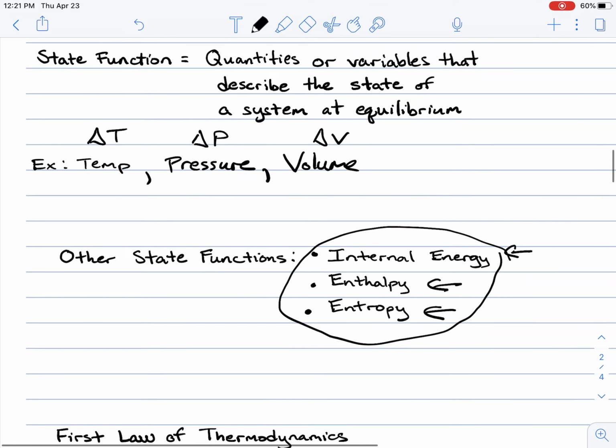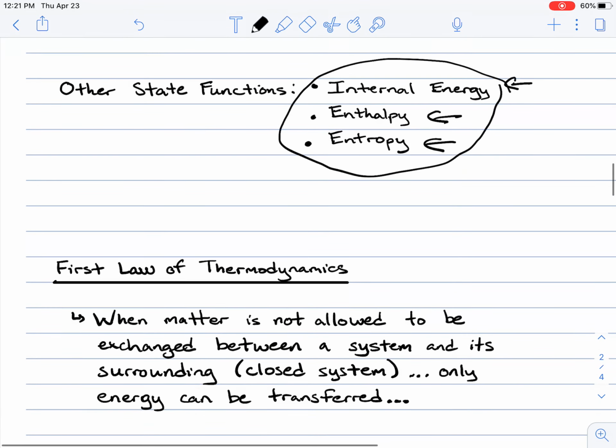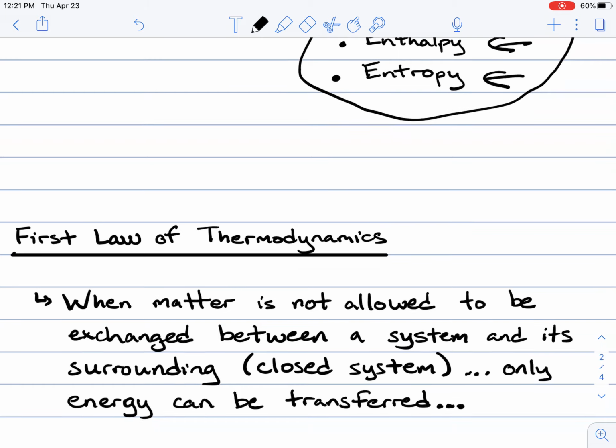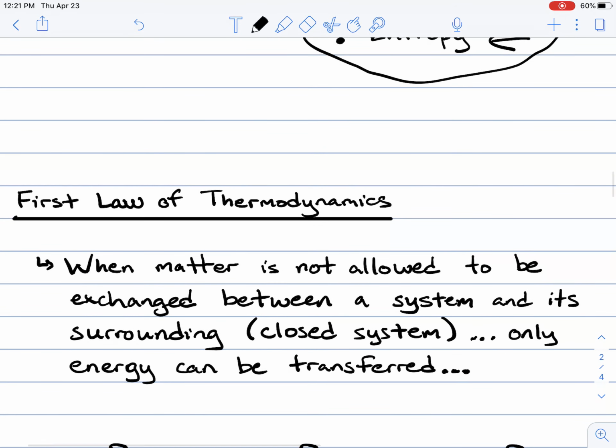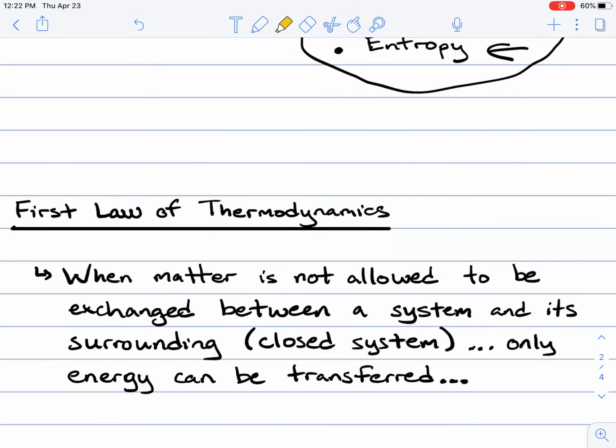All right, so with that said, let's go ahead and talk about the first law of thermodynamics. The first law of thermodynamics tells us that when matter is not allowed to be exchanged between a system and its surroundings, only energy can be transferred. So let's go ahead and break down that first part of the first law of thermodynamics, because it's telling us a specific condition. When matter is not allowed to be exchanged between the system and its surroundings, then you have created a closed system.